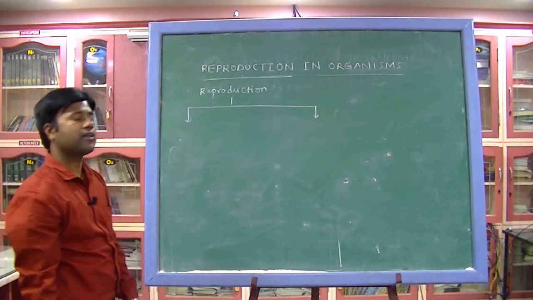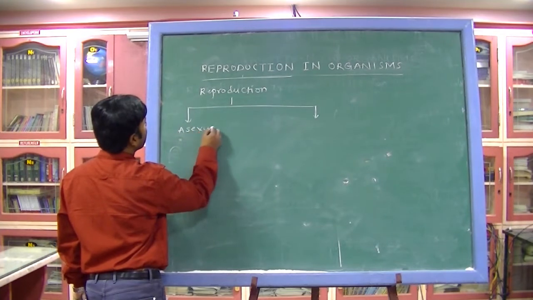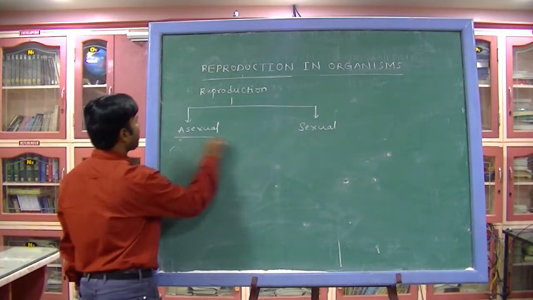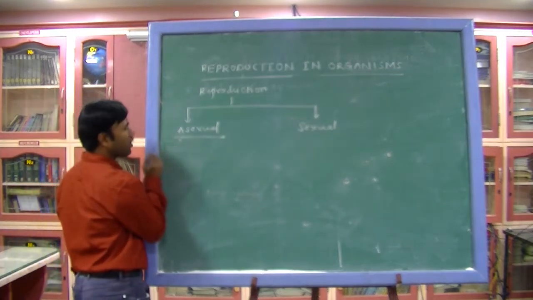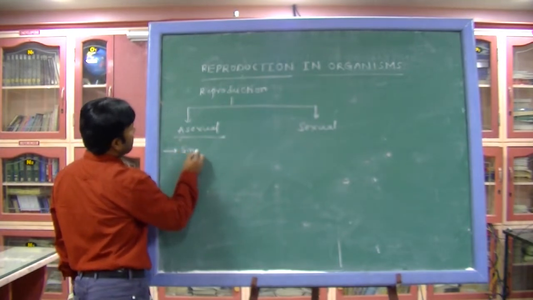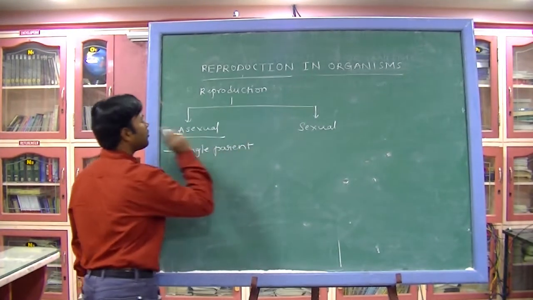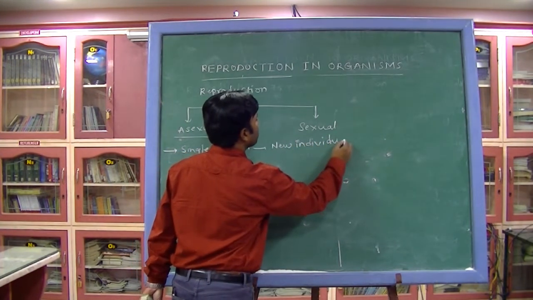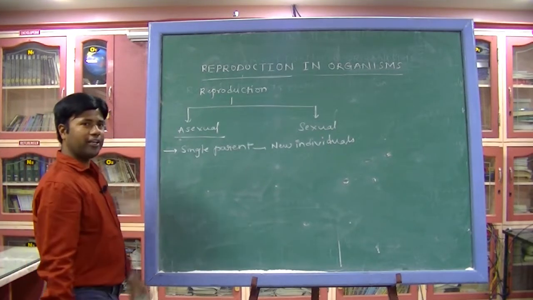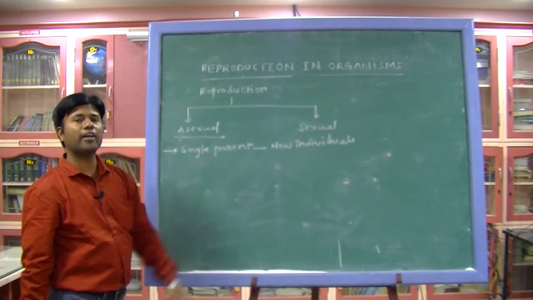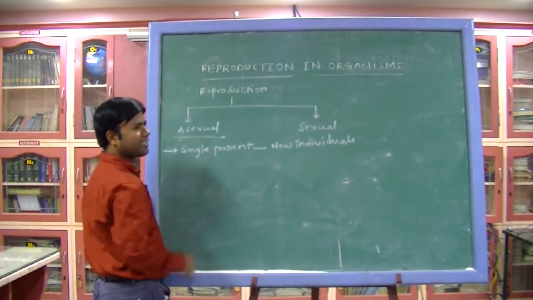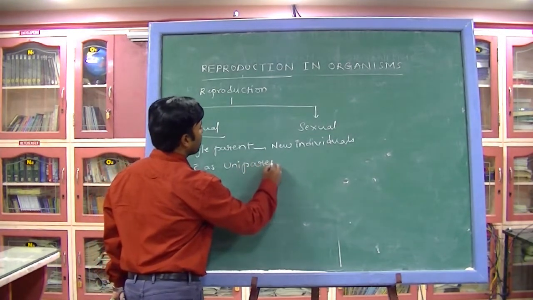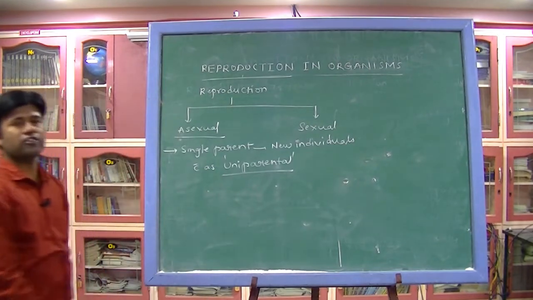There are mainly two types of reproduction. One is asexual reproduction, another is sexual reproduction. What is asexual reproduction? In asexual reproduction, single parent involvement is seen, only one parent. Through the single parent, new individuals will be obtained. Single parent means only one parent is involved in the production of new organisms, new individuals, offspring or daughter cells. That is the reason why asexual reproduction is called uniparental. Very important.